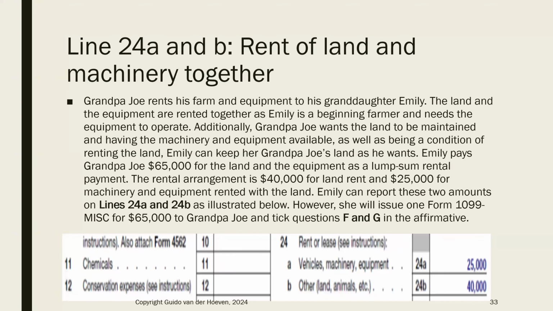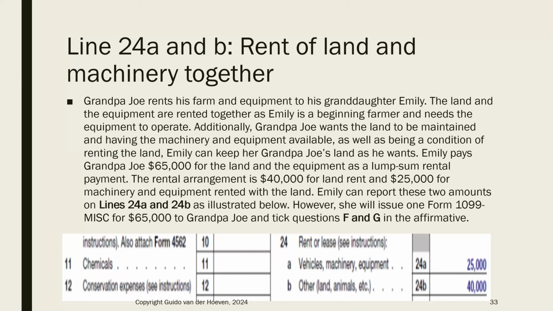Now, what happens if you've got land and machinery being rented together? And sometimes this happens when we have farm transition, depends. And in this case, we've got Grandpa Joe who rents his farm and equipment to his granddaughter, Emily. And the land and the equipment are going to be rented together because Emily is a beginning farmer and she needs the equipment to operate.